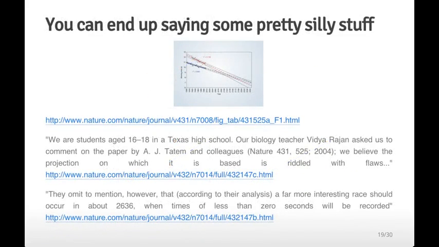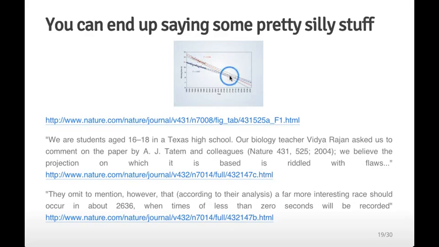One reason you need to check for nonlinearities is because you can end up saying some pretty silly stuff almost by accident. So here's an example. This is actually a paper that was published in the journal Nature, and in this paper they plotted the sprint times for women and for men, and then they projected out into the future and suggested there was a time when women would run sprints faster than men.